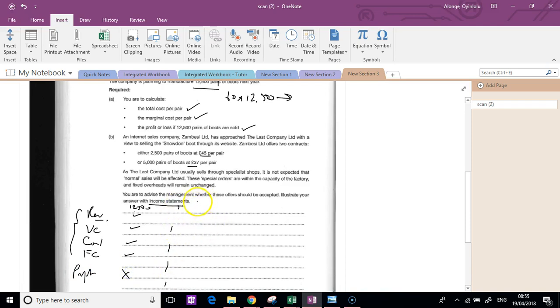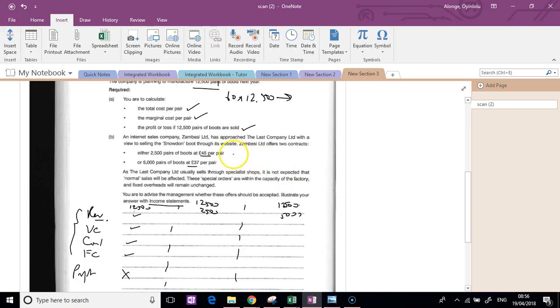So you're saying, well, this is what I'm going to do if I accept to do the 2,500 pairs. This is what's going to happen if I accept to do the additional 5,000 pairs, and see what your answers would look like. You can almost see what's going on anyway, but you need to do this in order to illustrate the financial implications, or your reasons, or your decisions based on your maths.